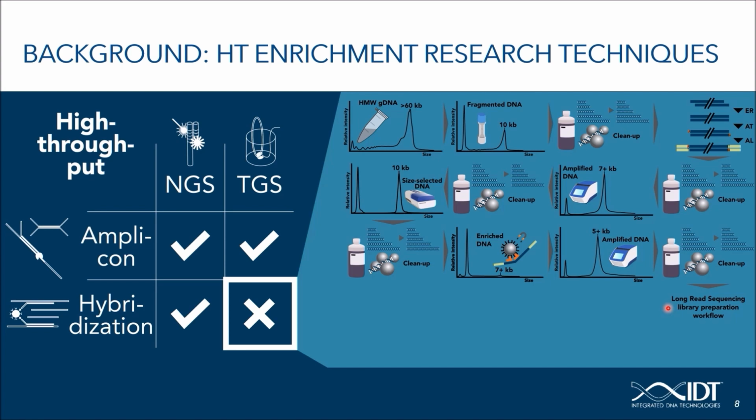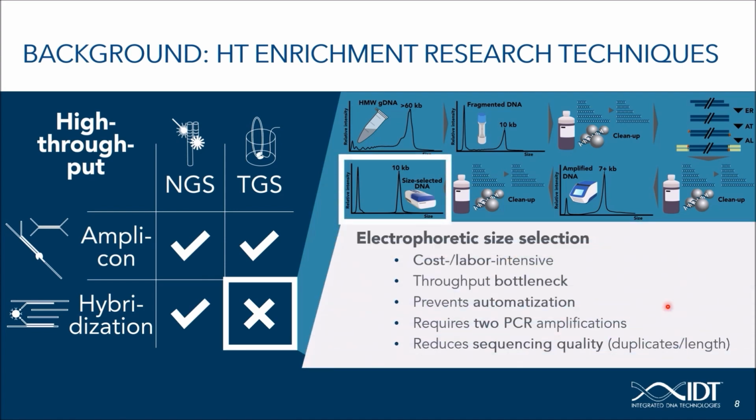As you may see, we really had to come up with a solution in order to increase the high throughput capability of that protocol to prepare more samples as it was required by our research question. We identified the electrophoretic size selection as being the most cost and labor intensive step of that whole protocol, constituting the throughput bottleneck, also preventing the automatization of the whole protocol, and because of its low yield, being the requirement for a second PCR amplification, and therefore also reducing the sequencing quality in terms of duplicates and read length.